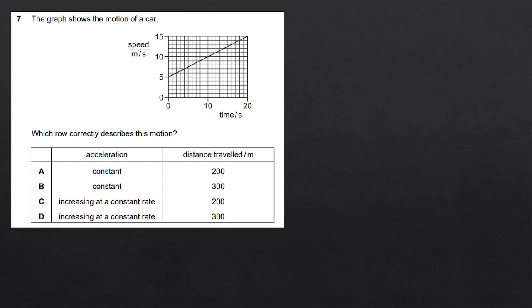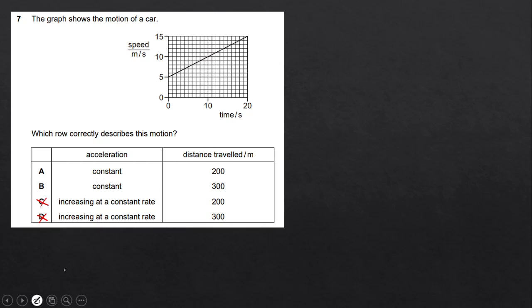The graph shows motion of a car. Which row correctly describes this motion? Now, looking at this, I can say that acceleration is a constant. Acceleration is the gradient of the speed time graph. If I look at the gradient here, here, and here, the gradient is the same throughout this graph. So I can directly eliminate option C and option D. Now between option A and option B, I have to determine the distance traveled.